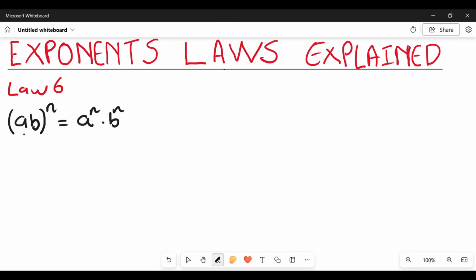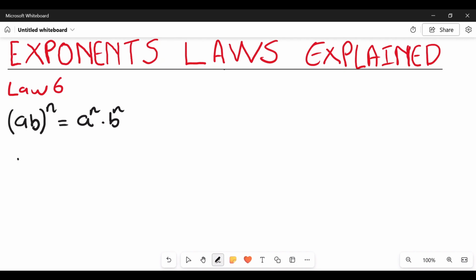Now let's look at law 6. As you can see on this law, we have two different bases here, guys. They are inside the bracket, and these two bases have the exponent of n. So when you simplify this, it's going to be as follows: a to the power of n multiplied by b to the power of n. So this n here, or the exponent here, affects each base inside the bracket. Now let's make an example with numbers.